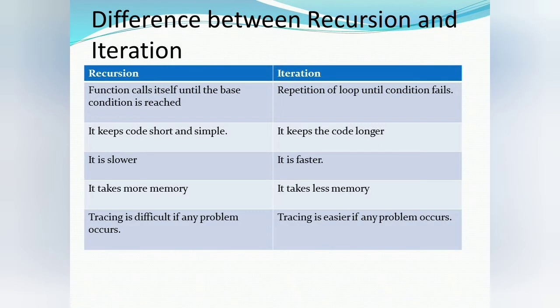Here is the difference between recursion and iteration. In recursion, a function calls itself until the base condition is reached. But in iteration, the loop repeats until the condition becomes false. Recursion keeps code short and simple, but iteration keeps the code longer. Recursion is a slow process, iteration is a fast process. Recursion takes more memory, but iteration takes less memory. In recursion, tracing is difficult if any problem occurs, but in iteration, tracing is easier if any problem occurs.